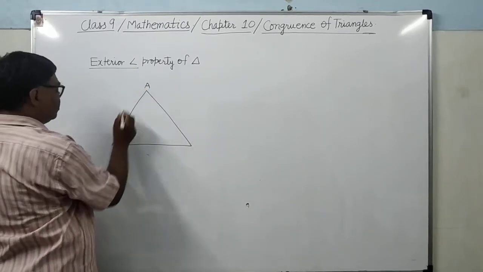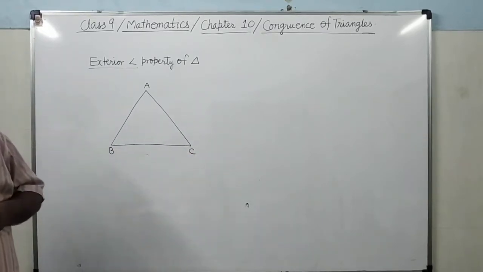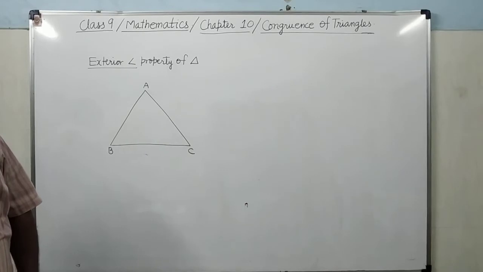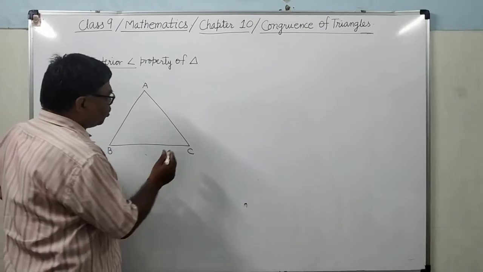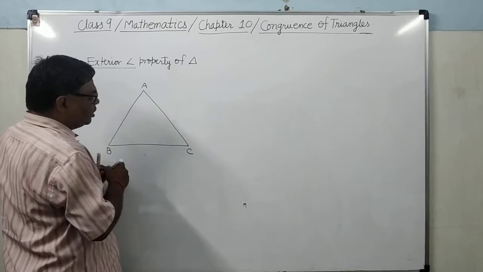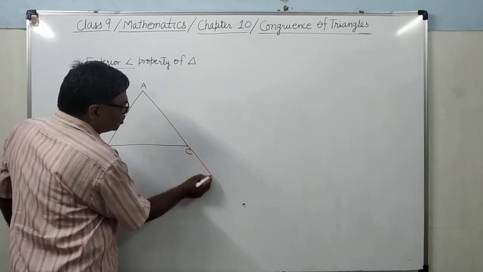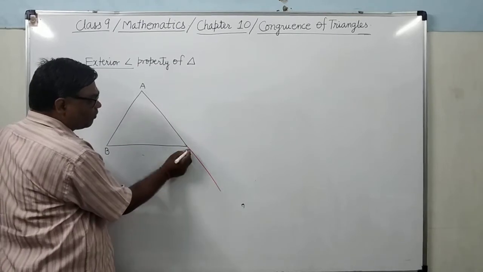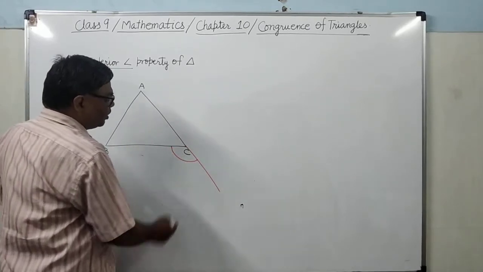For example, here what will be the angle between the side BC and the produced part of AC? Side BC and the produced part of AC. If you see here, you produce this. This is BC. Now you produce AC, so from this side you will produce. Is it clear? So this angle between BC and the produced part of AC, drawn in red color, will be the exterior angle.